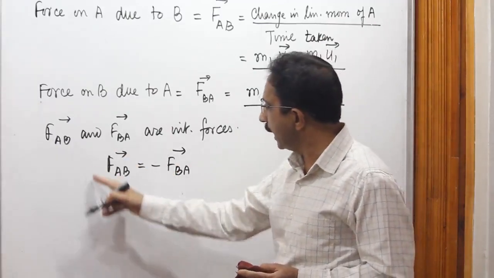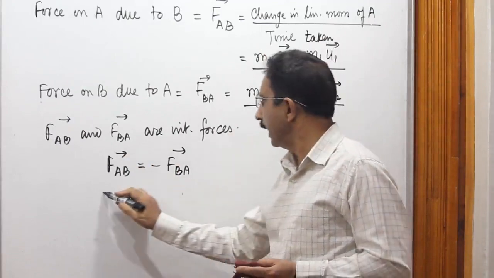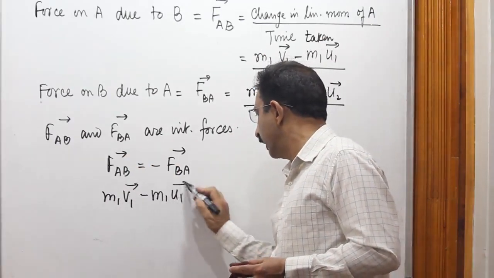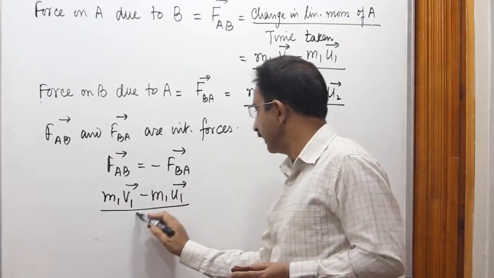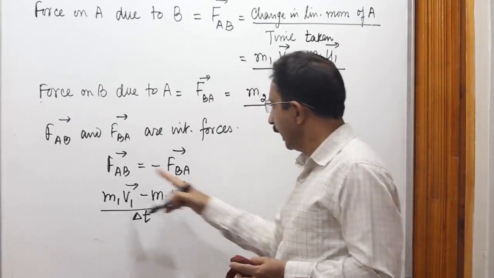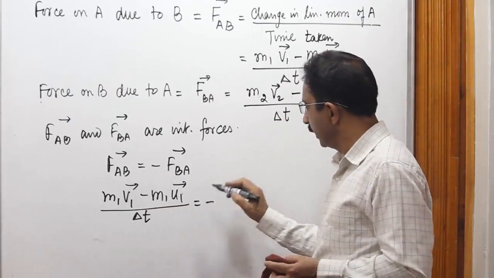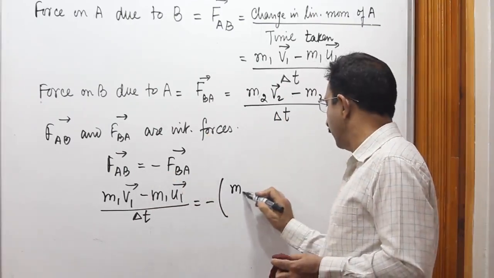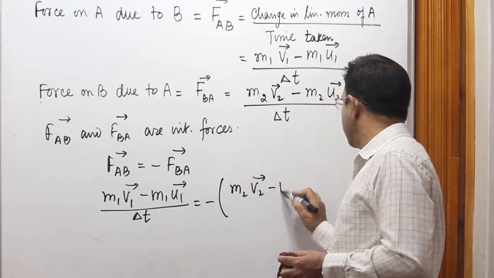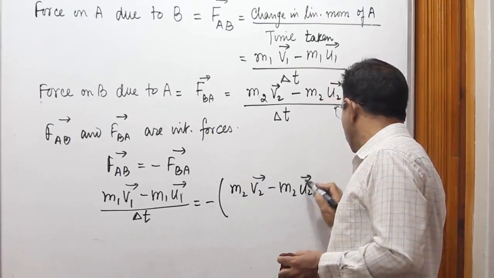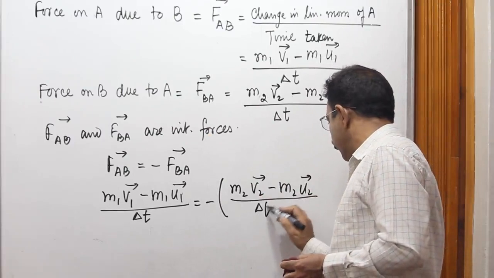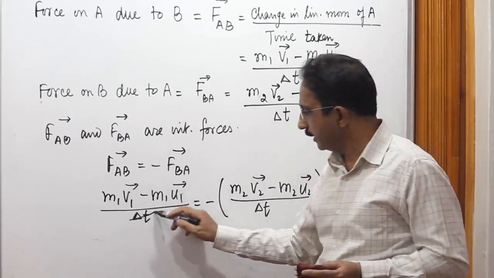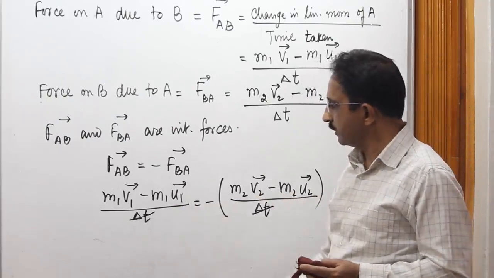Now I substitute for FAB, m1 v1 minus m1 u1 divided by delta t. For FBA I substitute, I have written the minus sign here, so this is FBA, that is m2 v2 minus m2 u2 divided by delta t. The moment I make this equation, delta t and delta t get cancelled, so I can rearrange the terms.